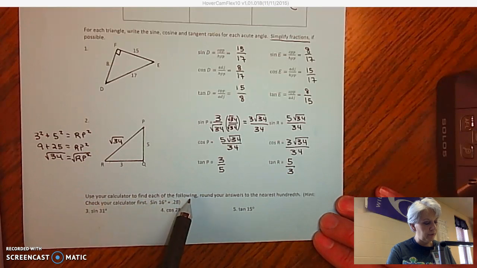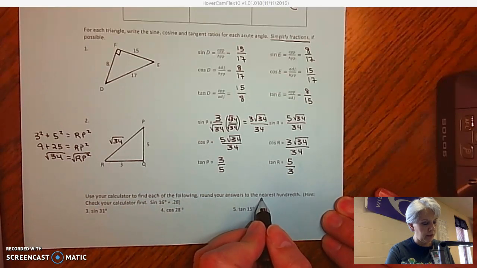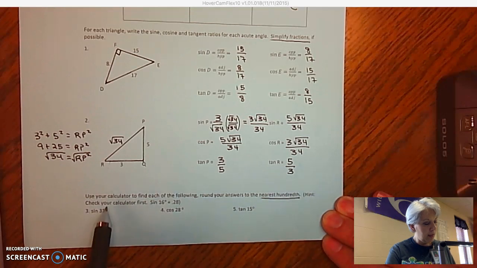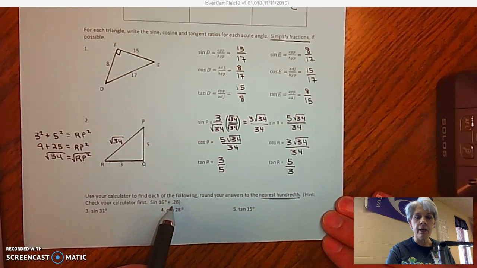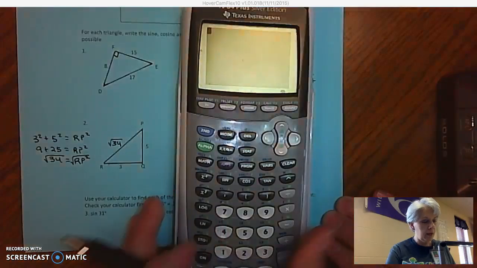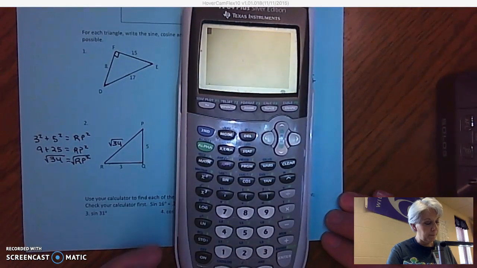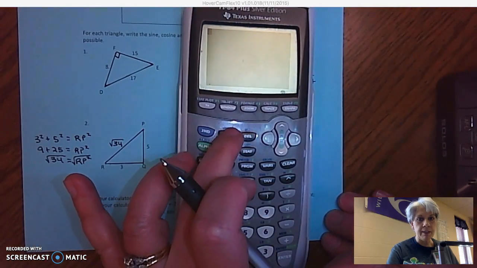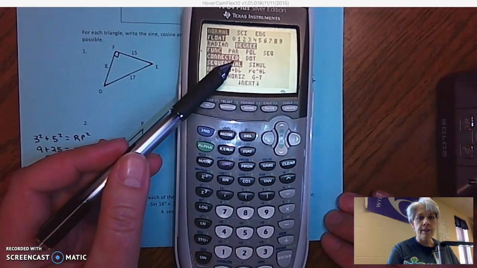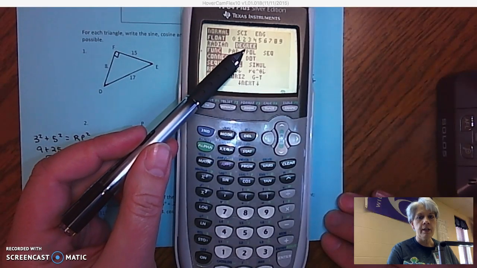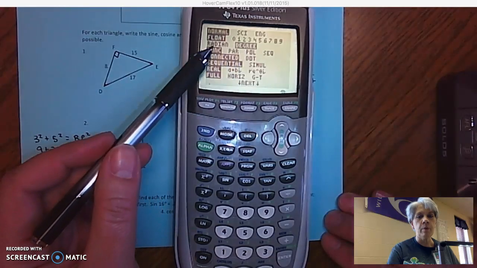use your calculator to find each of the following. Round your answers to the nearest hundredth. Okay, and then it says check your calculator first, and they tell you that the sine of 16 degrees is 0.28. So when you pull your calculator up, you can check which mode you're in first by pressing the mode button. And you can see here where it points out and it says degree. That's what we will want to have it, as opposed to radian.